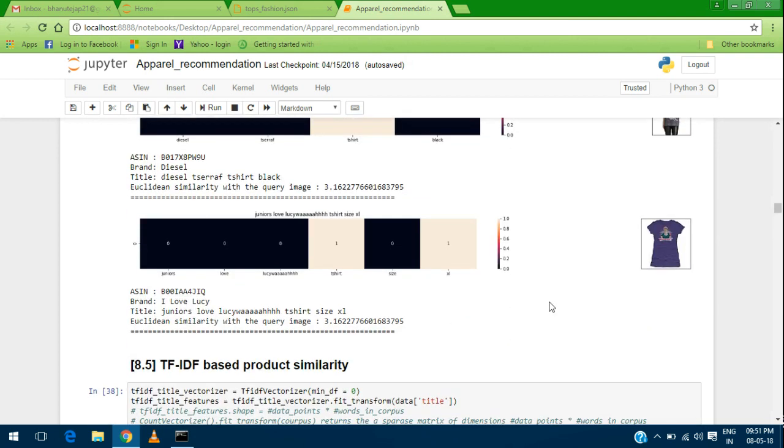At the end, we have some irrelevant products. This is only because there are no words matching our query title. This is happening because bag of words is considering only the word frequency in the titles.